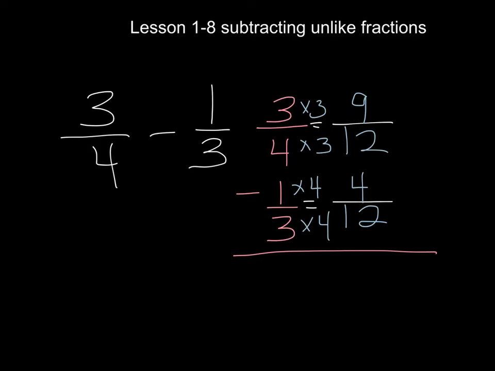9 minus 4, subtracting our numerators. 9 minus 4 is 5. Denominator will stay the same. And there we have our answer, which we know may not be the final answer. We know that we need to look at that final answer and see if it can be simplified. Is there a number, a divisor we can use that will go into both 5 and 12?